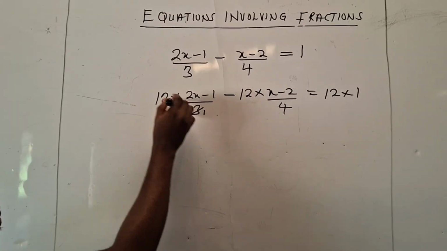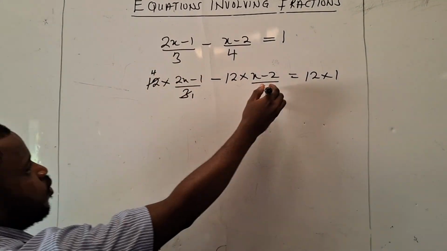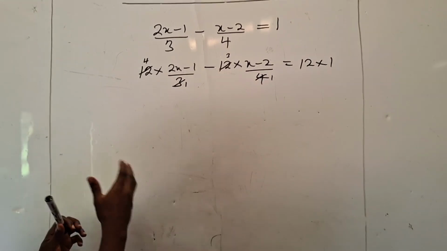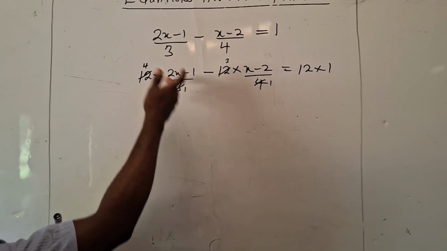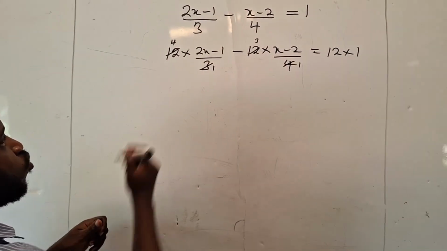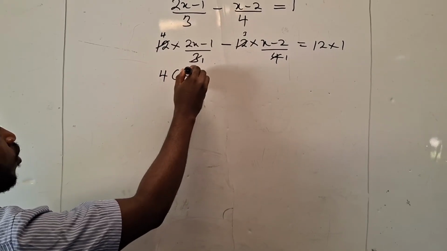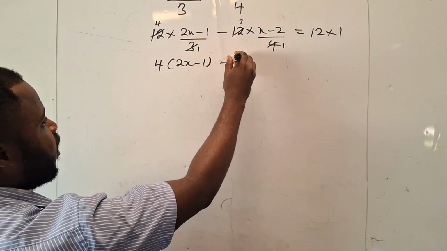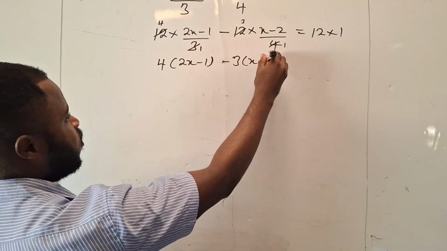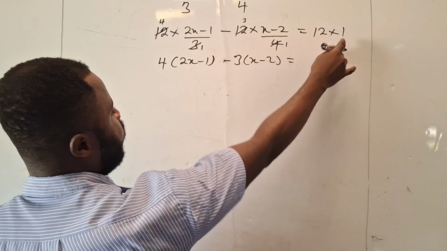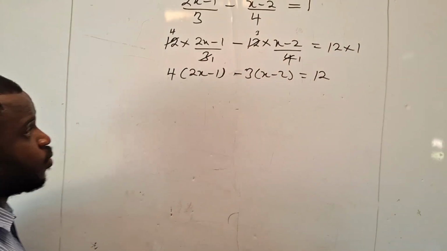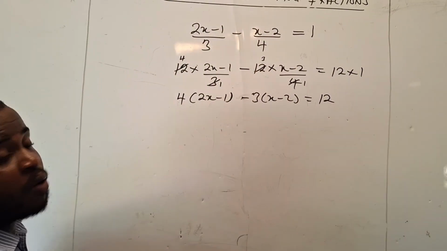So 3 can divide itself once, and divide 12, 4 times. 4 can divide itself once, and divide 12, 3 times. So here, for the times, you're going to multiply the 4 by this. So you can also introduce a bracket here. So 4 out, 2x minus 1, then minus 3 out, x minus 2 is equal to 12 times 1, which will give you 12. You can also get 1 times 12, which is the same thing. So we open the bracket as the one we did in part 1.